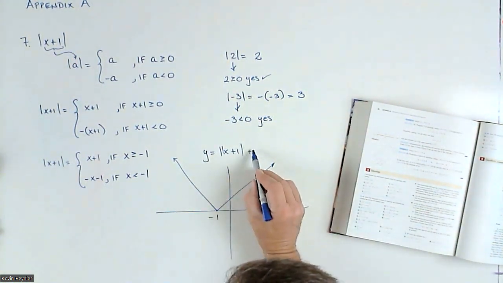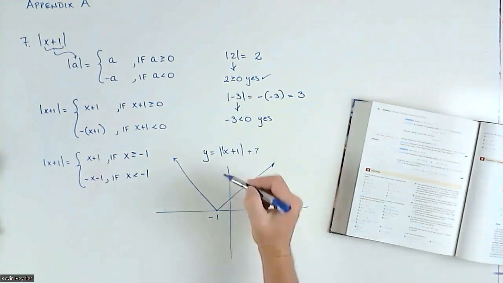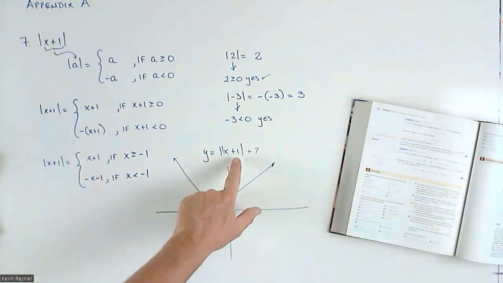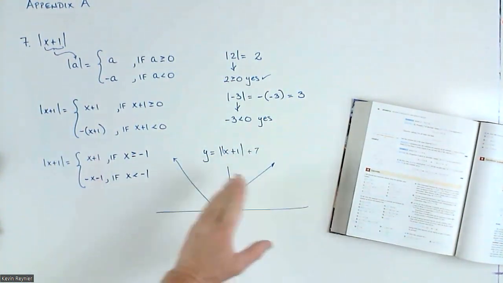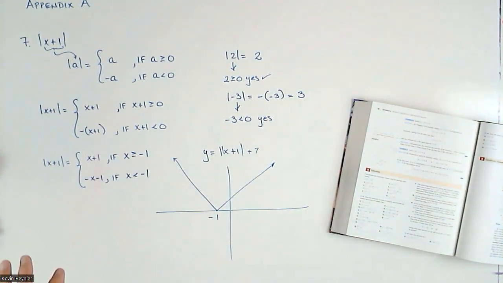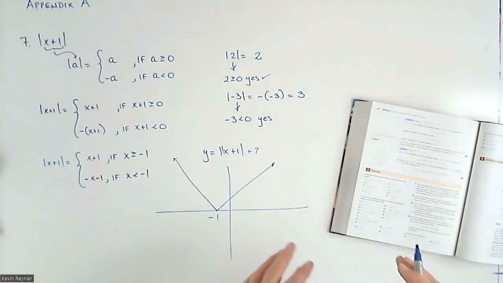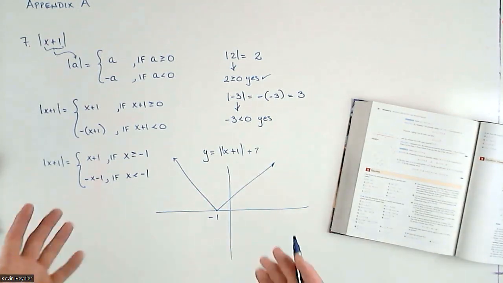And they taught us, if this was +7, it moves up 7. If it's -7, it moves down 7. But we had to learn that if it's +1, we move left. Inside the function, if it's plus, we move left. Inside the function, if it's minus, we move right. And this was our graph.